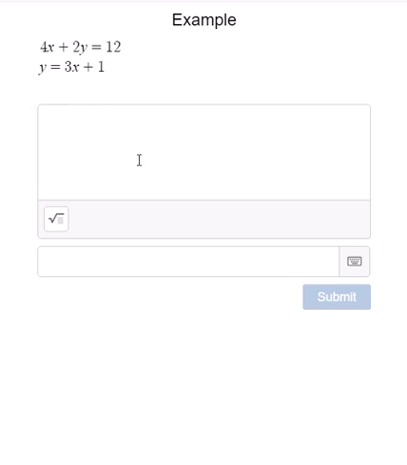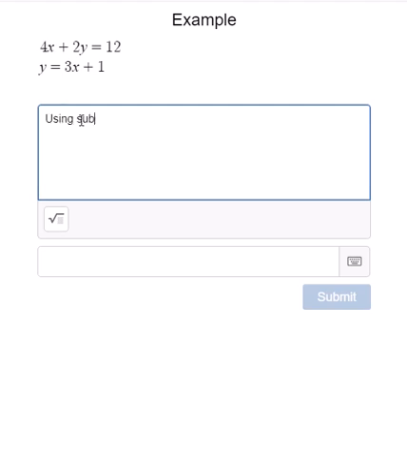I have 2 spaces set up for you. One space is a place where you can type your solution, and then another space where you can type your final answer. So for this particular system, as I look at it, because y is isolated in the second equation, it's just y by itself, I'm going to use that as a substitution into the top equation. So I am going to indicate my technique. I'm just going to say using substitution, and then I'll start from there.